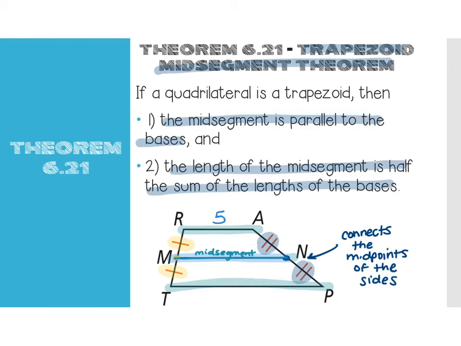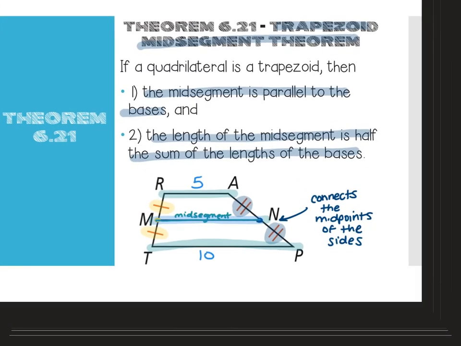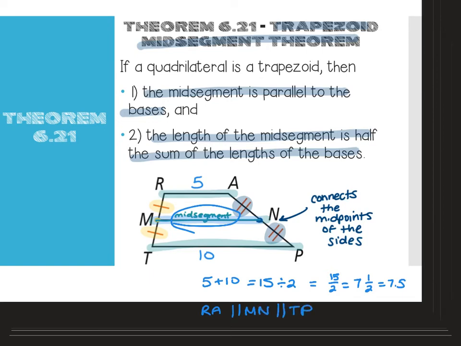So if this was 5, this was 10, I would add those together, 5 plus 10, and I'd get 15. And then to find the midsegment, I'd divide it by 2. So 15 over 2 would be 7 1/2, or 7.5. And our segment would be parallel to MN, which is parallel to TP. So all three of those segments would be parallel to each other, and the midsegment would be half the sum of the lengths of the bases. So sum means add them together, and then half, we're going to take that sum and divide it by 2.